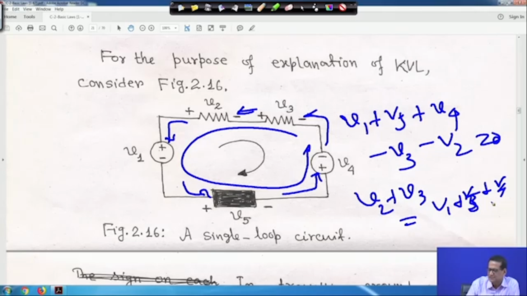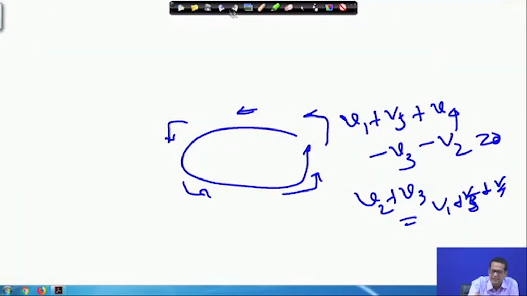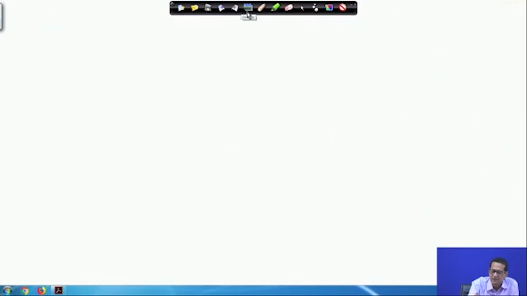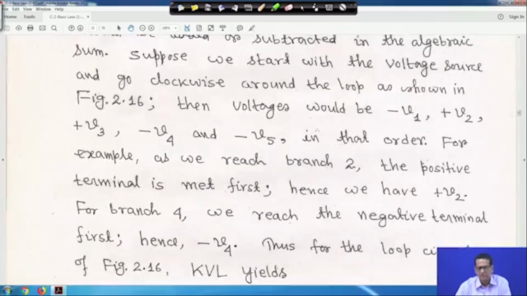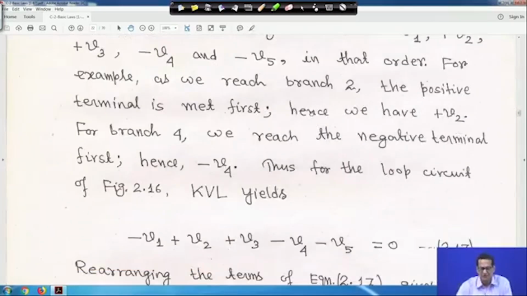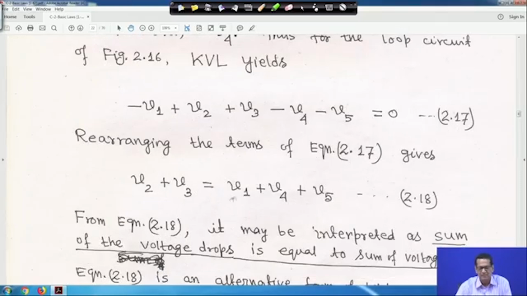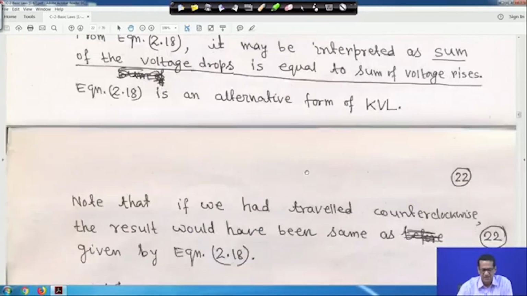So, clockwise or anti-clockwise does not matter, you will get the same equations, an identical thing. Anti-clockwise I have not shown here, but I told you the same thing, V2 plus V3 is equal to V1 plus V4 plus V5.